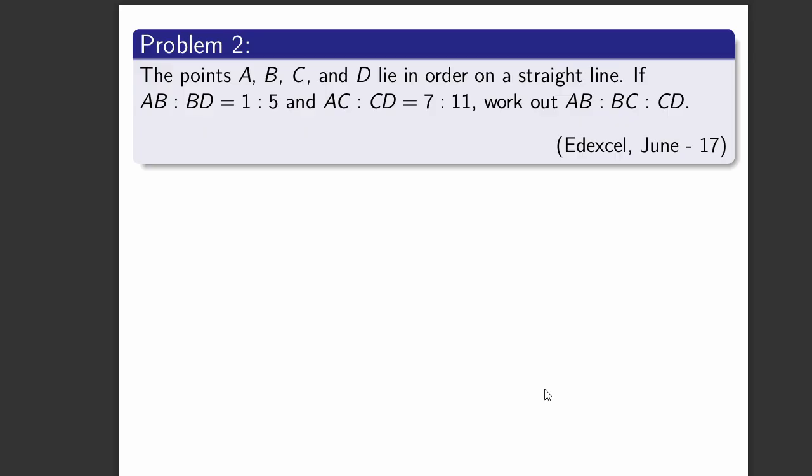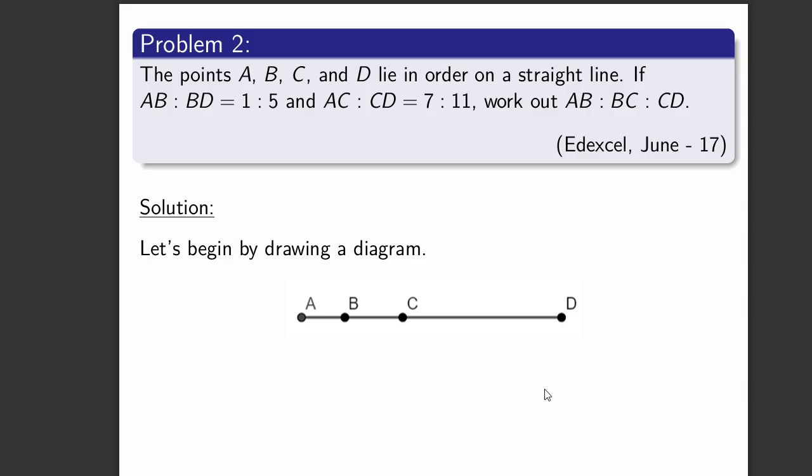This is a little more complicated. The points A, B, C, D lie in order on a straight line. If the distance AB to the distance BD is in the ratio 1 to 5, and distance AC to CD is in the ratio 7 to 11, work out the ratio of the lengths AB to BC to CD. Let's draw the diagram first. This is a problem that has appeared in the GCSE exam, Edexcel board, June 17.